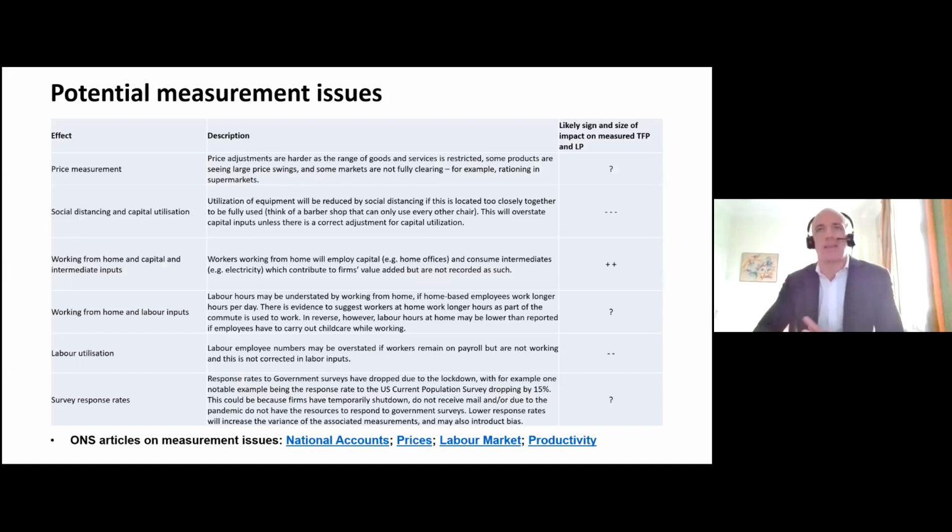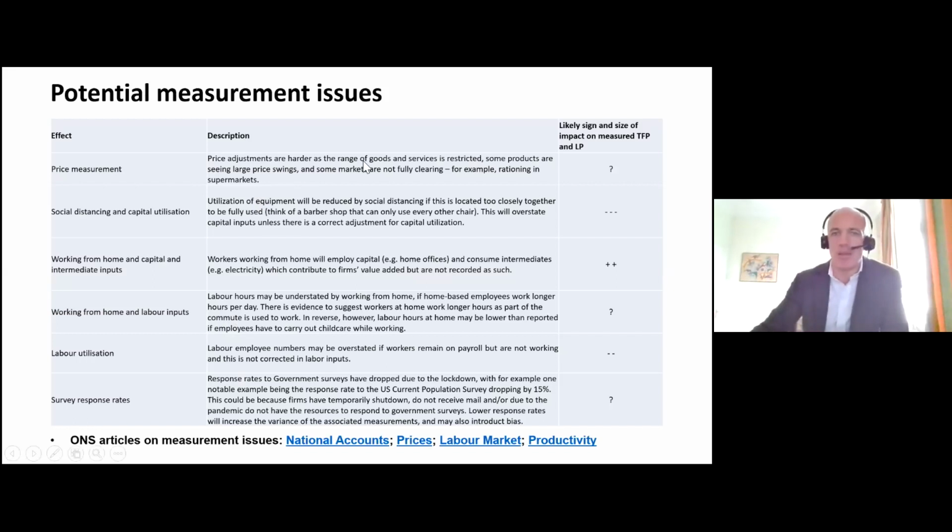Now, I couldn't end this talk without talking to you about some of the measurement issues that I see coming up in the data. So what we've tried to do is talk about true or underlying TFP, and there's going to be a gap between that and what statistical authorities will measure. And this, of course, is not a criticism of the people whose job it is to measure the economy, but rather just something that is inherent in the way that economic statistics are collected and processed.